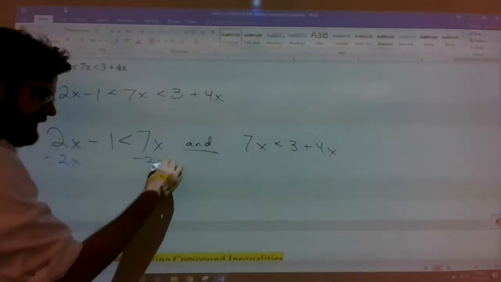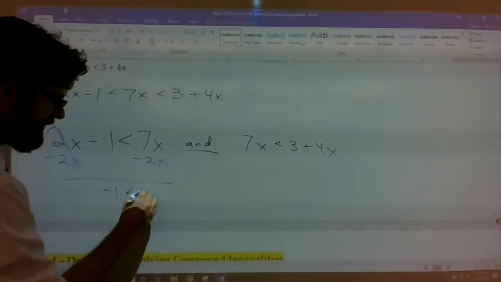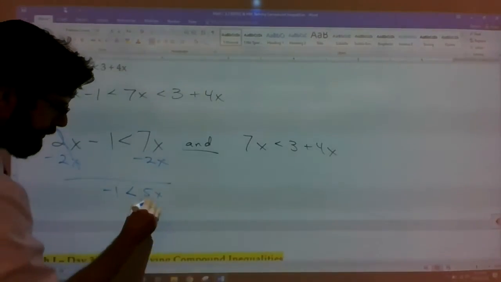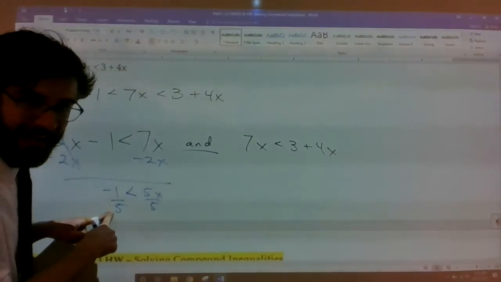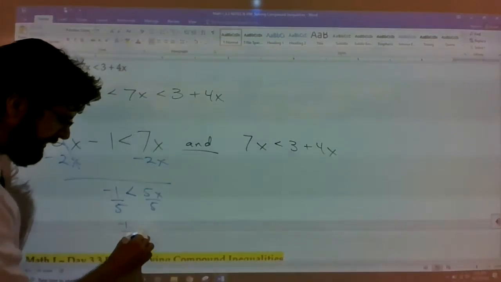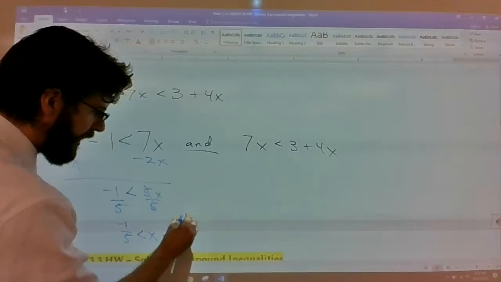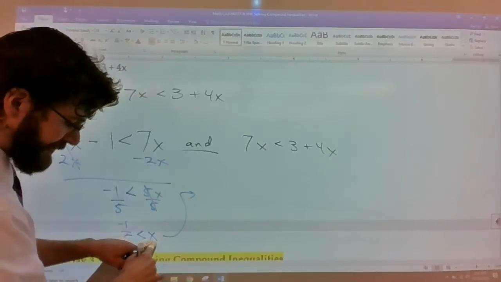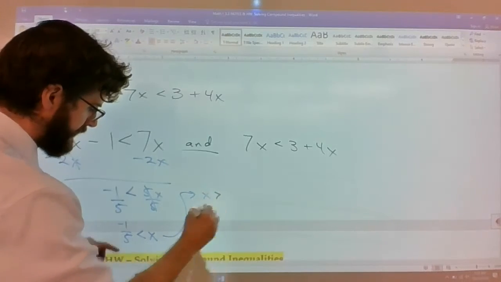I'm going to get the x's together over here. You've got negative 1 is less than 5x. Divide both sides by 5. Now, the bottom is not negative, so I'm not going to flip that symbol. It's negative 1/5 is less than x, which I'm going to rewrite so that x is on the left. From x's perspective, x is greater than negative 1/5.